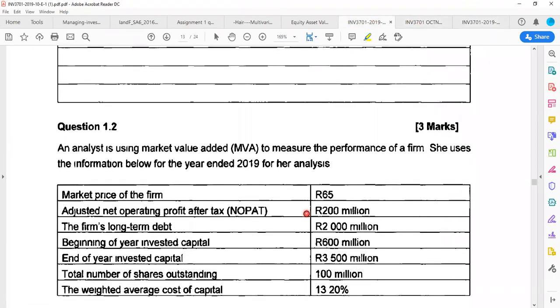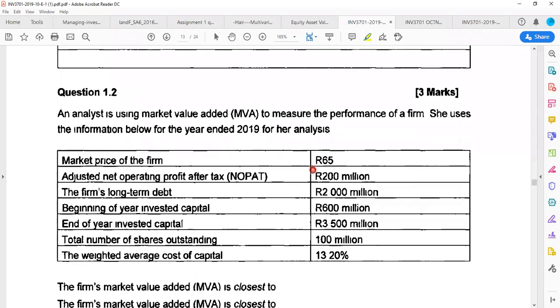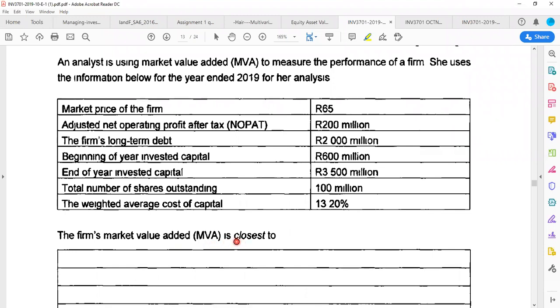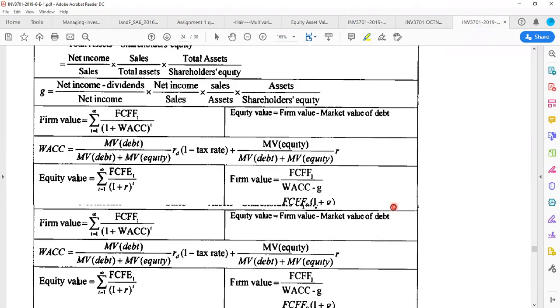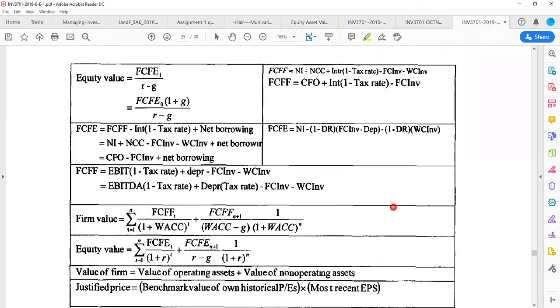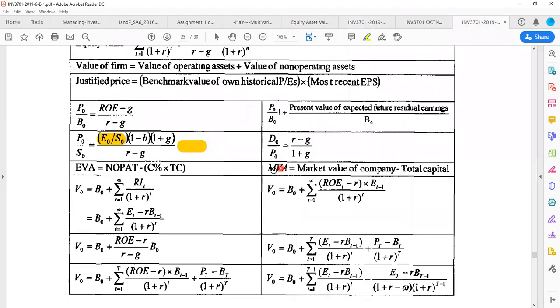Right. Then question 1.2, an analyst is using market value added to measure the performance of a firm. She uses the information below for the year ended 2019 for her analysis, and we are asked to determine the market value added. So we've been given all this information on the company. The formula for the market value added is closely related to residual income, and it is given by the market value of the company minus the total capital at any point in time.